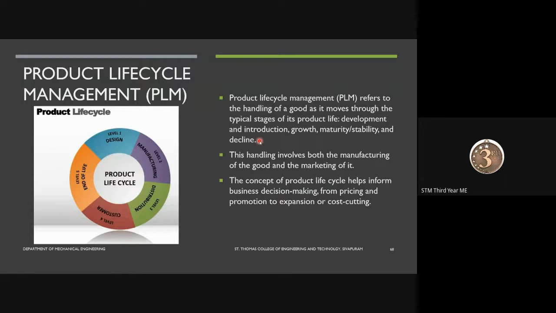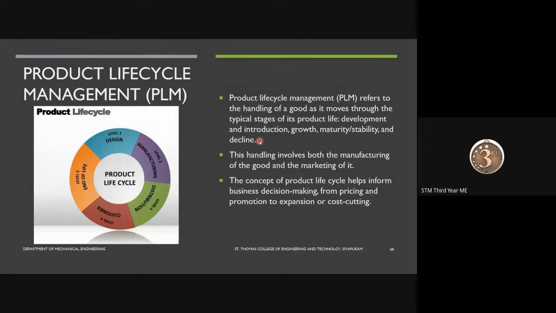After that comes the maturity or stability stage, where the product is filled in the market and is being used by every consumer. So it is being saturated in the market. We are controlling the production rate, and by increasing the production rate, many products will be available and will in turn be sent to the market and saturate it. That comes under the maturity or stability stage.